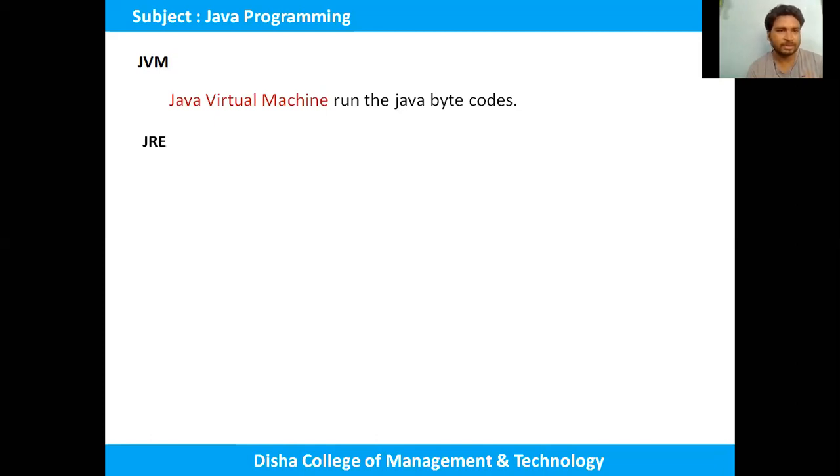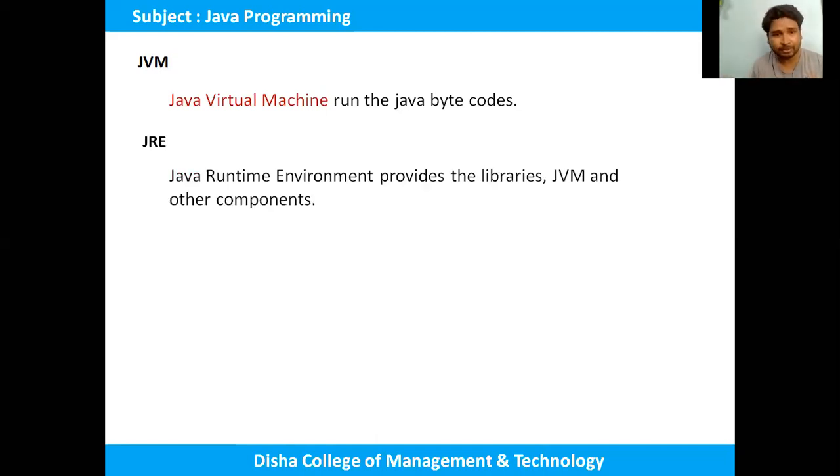environment is JRE, that is Java Runtime Environment. It provides the libraries, JVM, and other components to run Java applications as well as Java applets. And this JRE does not contain any tools or utilities such as compilers or debuggers for developing applets or Java applications. Okay, so next is JDK.